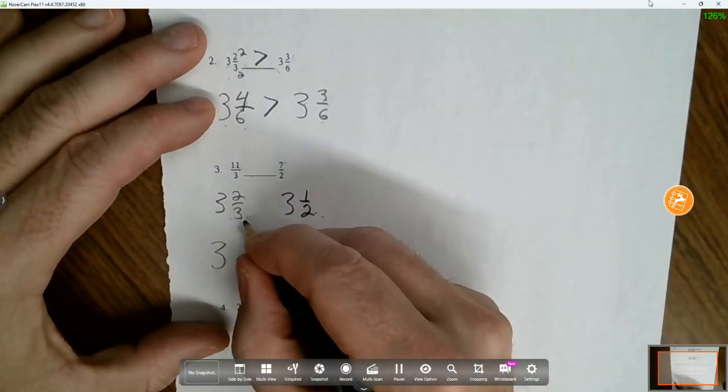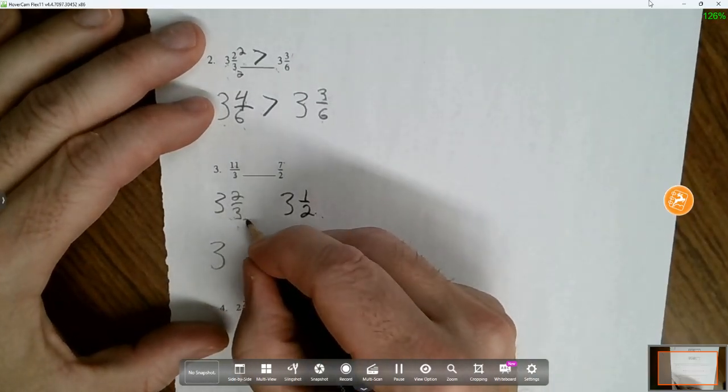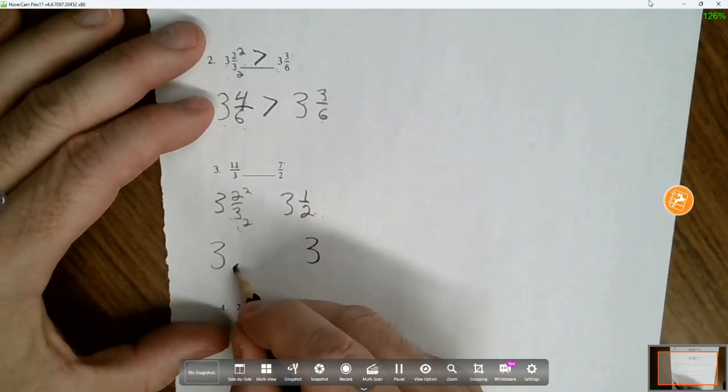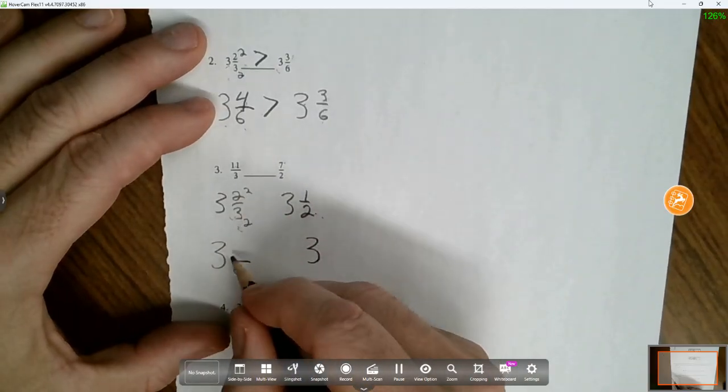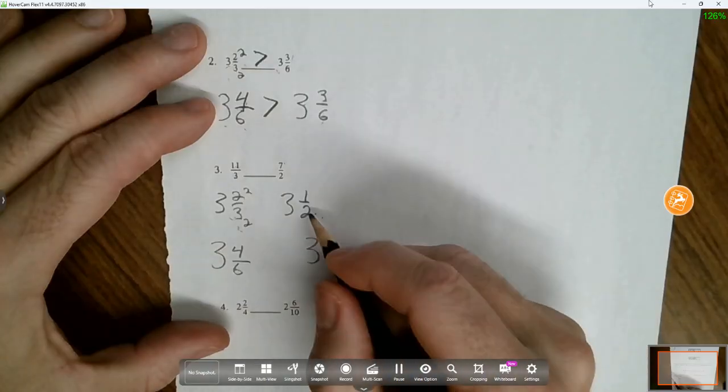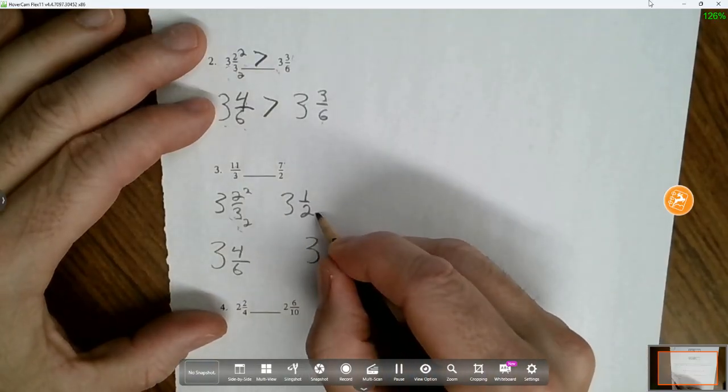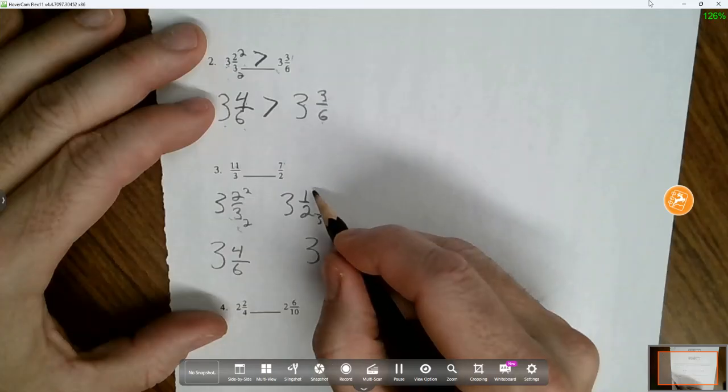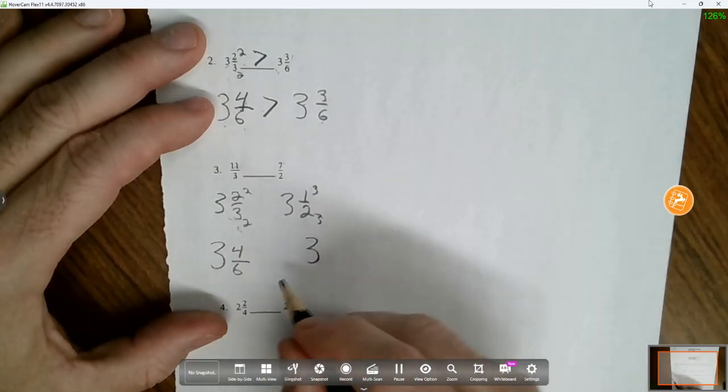6. 6 will work. So this times 3 times what equals 6? 2. So 2 and 2 here. So we have a 6 here. And up top, 2 times 2 is 4. Over here, we got to multiply 2 by what to get 6? 3. Same at the top.